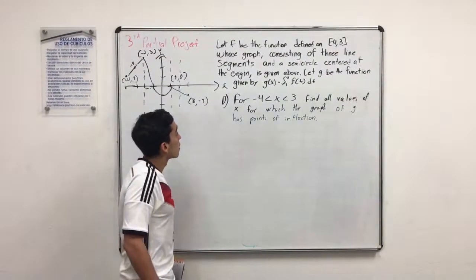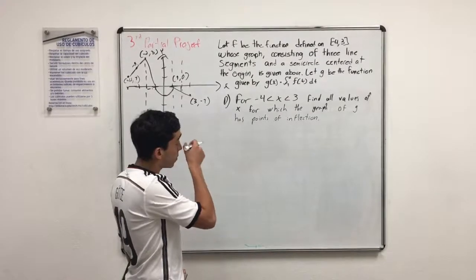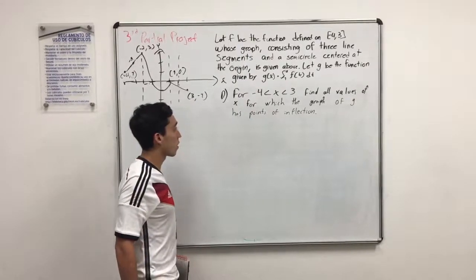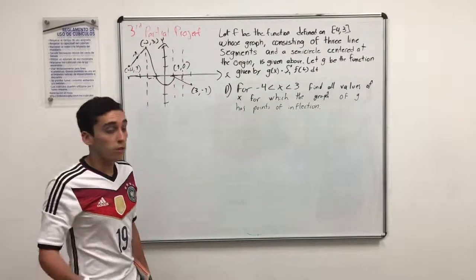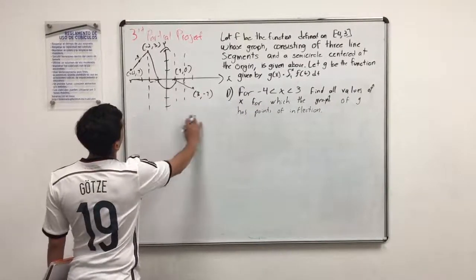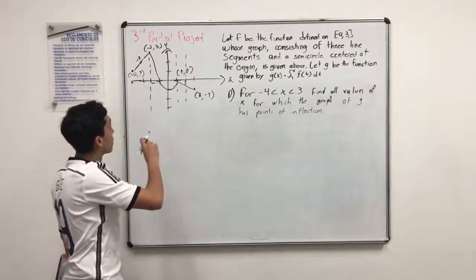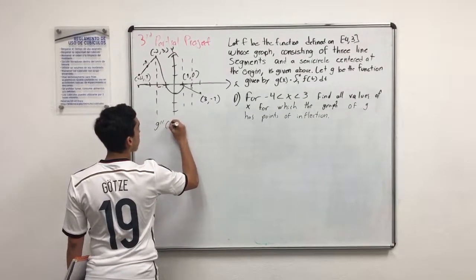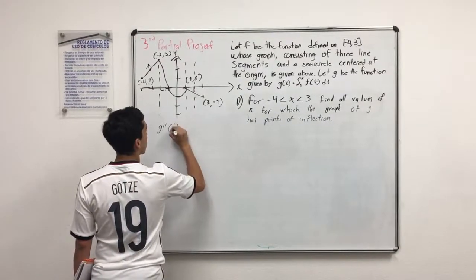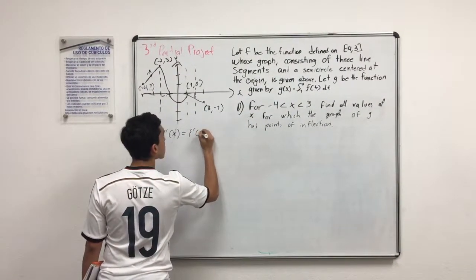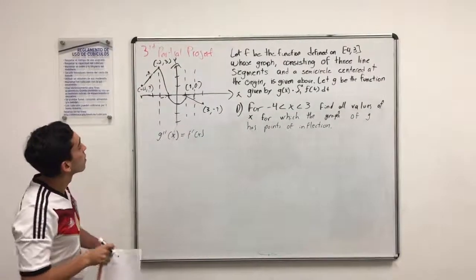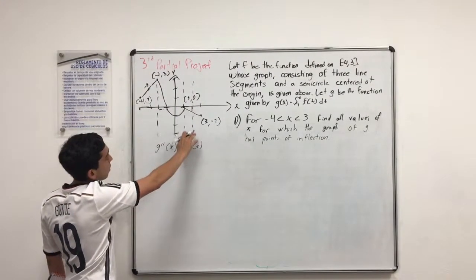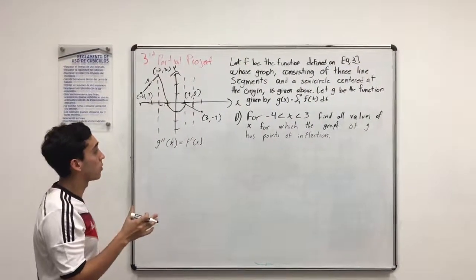Point D states that for x between -4 and 3, find all values of x for which the graph of g has points of inflection. This means we need to find points on the graph of f where its concavity changes, or in this case we know that g''(x) equals f'(x) changes sign. So when the slope of the tangent line at any point on f changes, we know it is an inflection point of g.